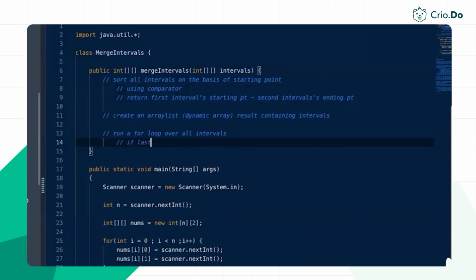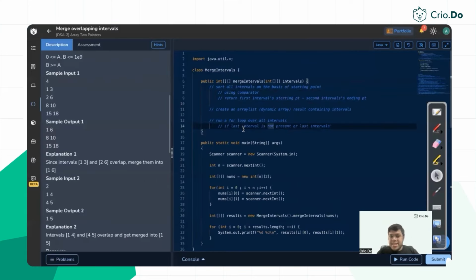If the last interval is there, and the last interval's ending point is more than the current interval's starting point, then there is a portion of overlap. And if there is a portion of overlap, then we have to merge it. But in the case where the last interval is not present, we actually have to not merge, because if the last is not present, we can't merge it. So what we can first check is when to not merge.